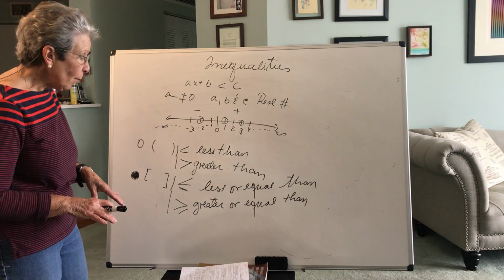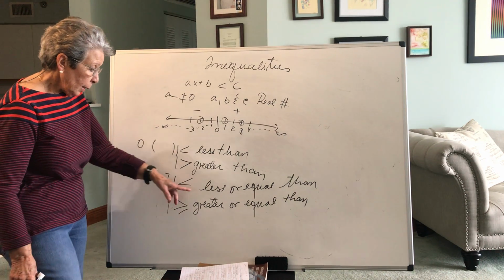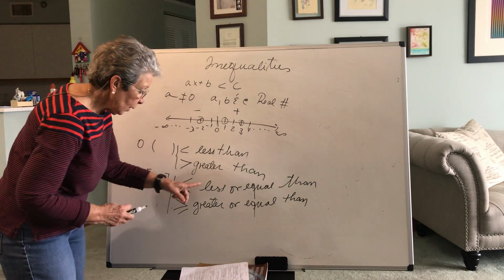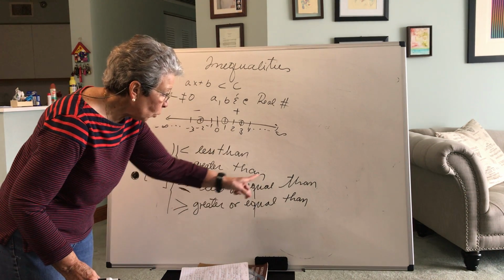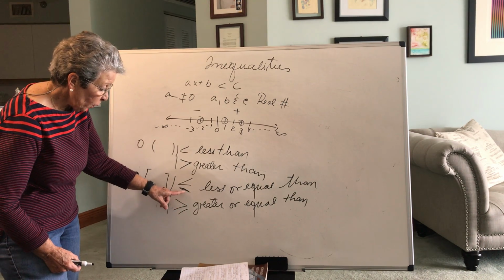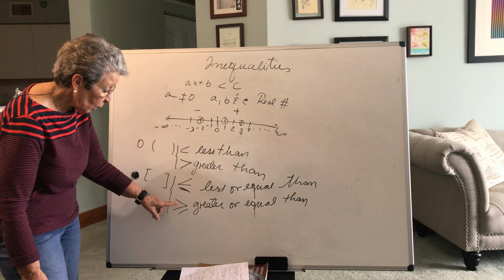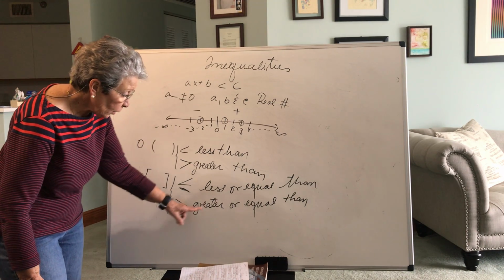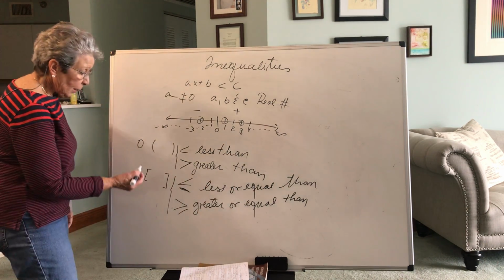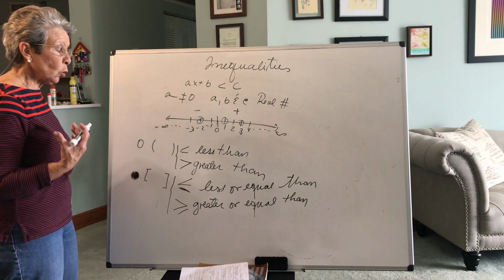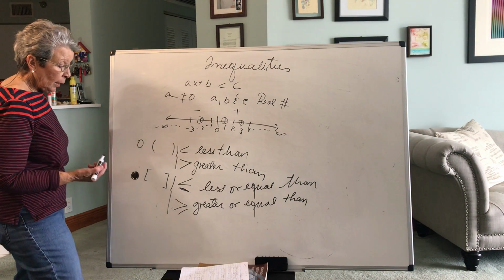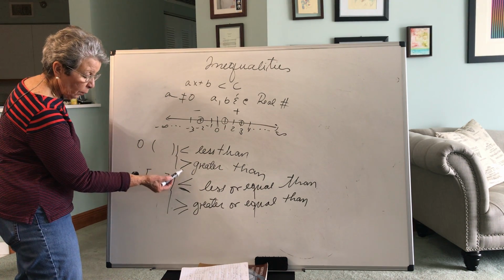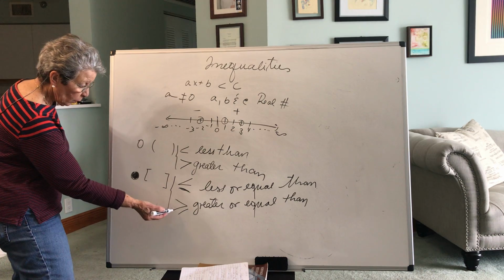in the solution. When you have the equal sign, it means all the numbers less than or equal to, if it's pointing to the left. If the symbol is pointing to the right, you have to say greater than or equal to. When you show the answer in interval notation, you have to use parentheses if you don't have the equal sign, or a bracket if you have the equal sign.